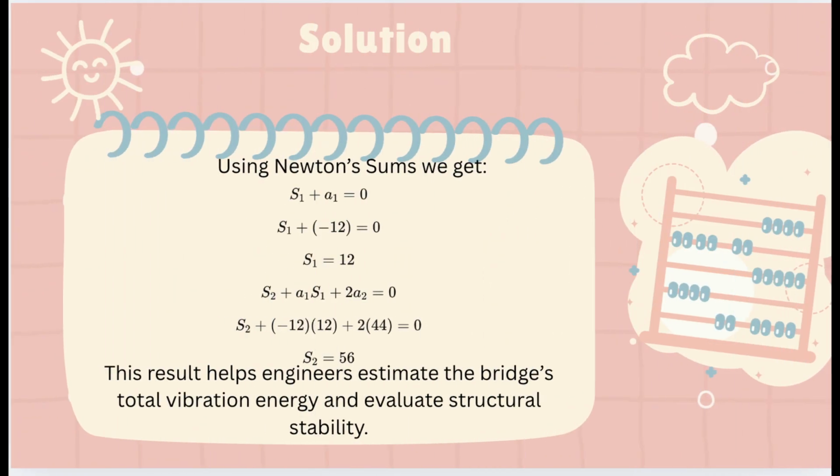Here's the solution for the previous problem. Using Newton's sums, we get S1 plus A1 equals 0, S1 plus negative 12 equals 0. This is just substituting in the values. S1 equals 12. S2 plus A1 S1 plus 2A2 equals 0. S2 plus negative 12 times 12 plus 2 times 44 equals 0. Combining like terms, you get S2 equals 56. This result helps engineers estimate the bridge's total vibration energy and evaluate structural safety.